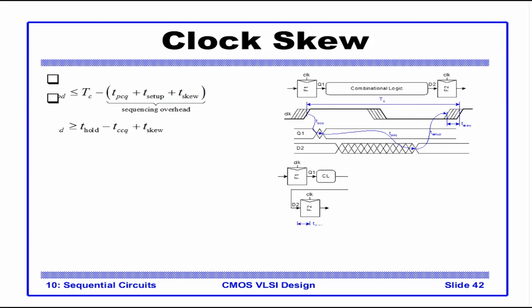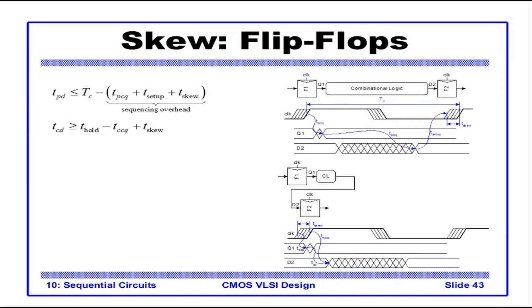Let's see one case for flip flops. Now you see this figure here. The clock arrival at each of the flip flops is actually uncertain within some limit. So what it does is that it reduces the amount of margin you have. It adds to the propagation delay. So we saw TPD plus TPCQ plus T setup. Now we add T skew here. So this T skew adds to the sequencing overhead.